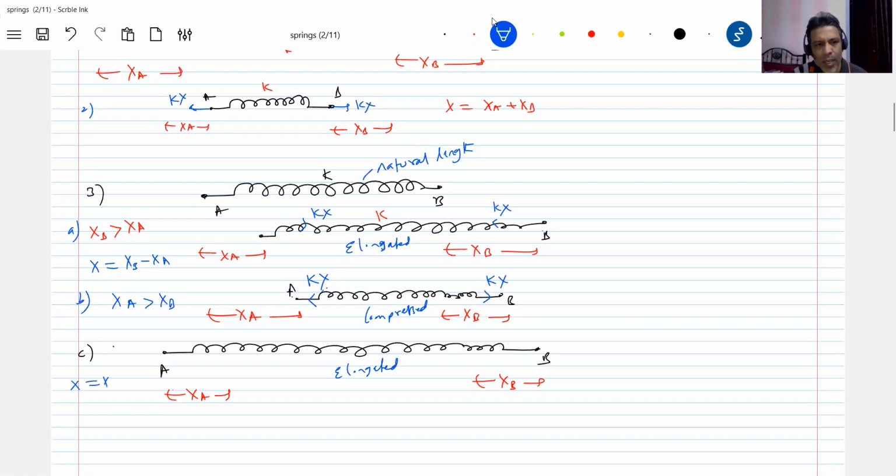So total elongation should be XA plus XB. Then how should the spring force act? Spring force should act in this direction. I think this is when both the ends have displacement in the same direction. Here, what is the thing? For these two cases, what happened? Both the ends are displaced in the same direction. Here, what happened? Both are displaced in the opposite direction.